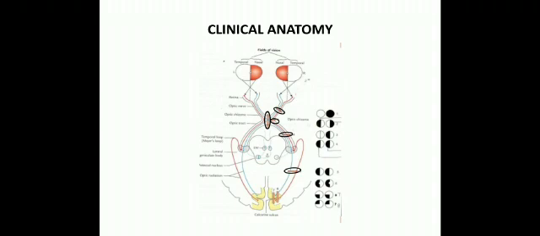Then lesion of the optic radiation causes contralateral homonymous hemianopia. Lesion of the visual cortex causes contralateral homonymous hemianopia with macular sparing. So, here in the diagram you can represent the lesions by shading the particular part.